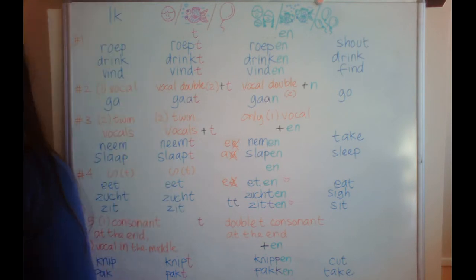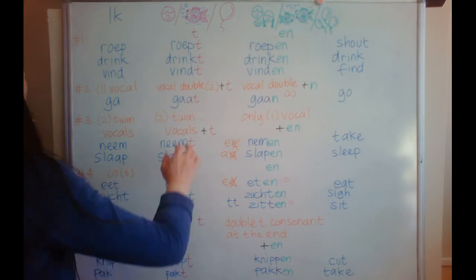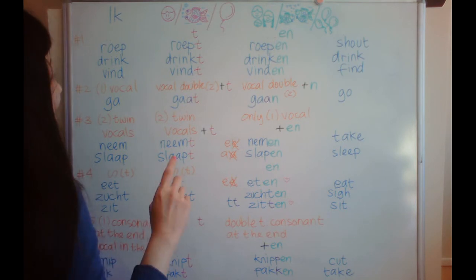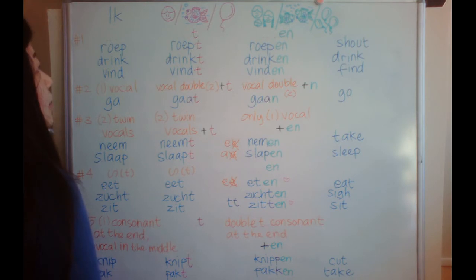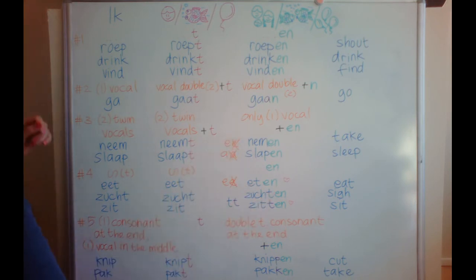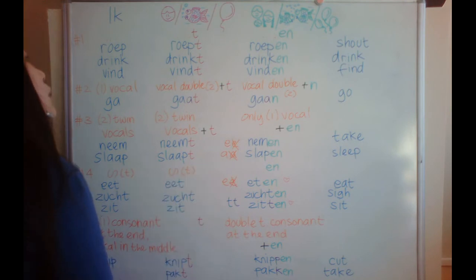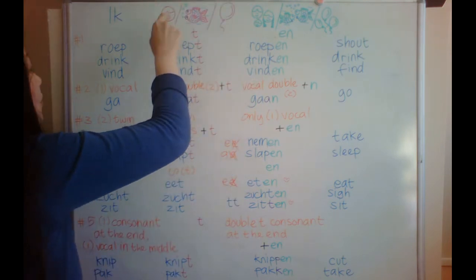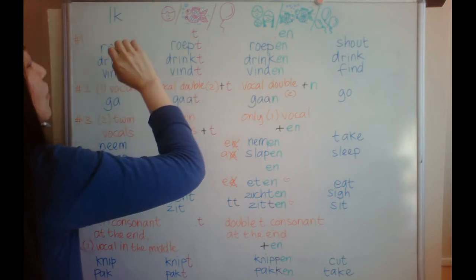This column is used for ik. Ik is I. And this column is used for a subject that consists of one. What is a subject that consists of one? You can click the link of the verbs 1.0 to 1.3 to know about it. It can be one person, one animal, one plant, or one object, one thing.